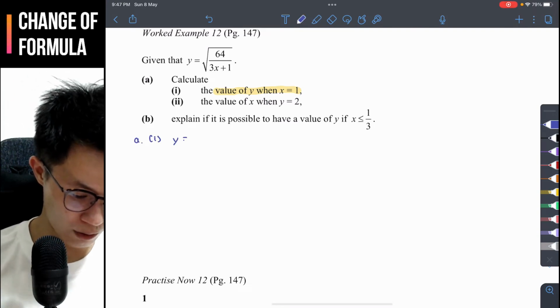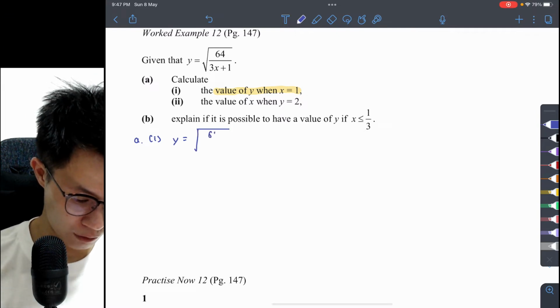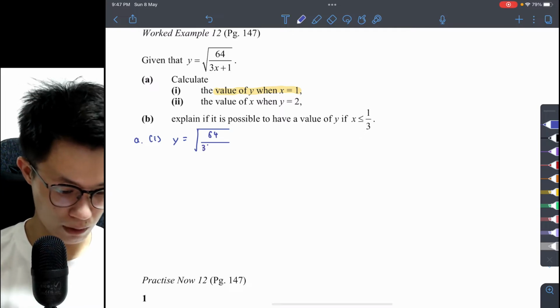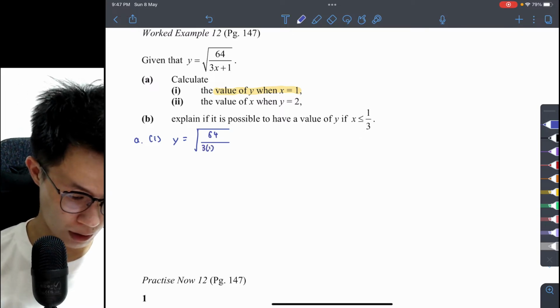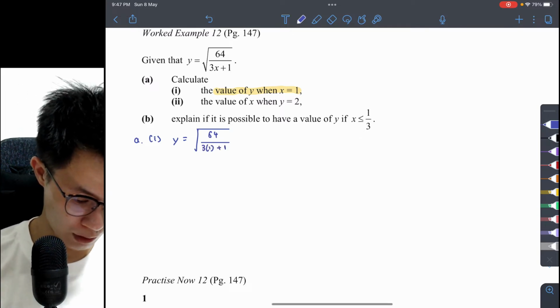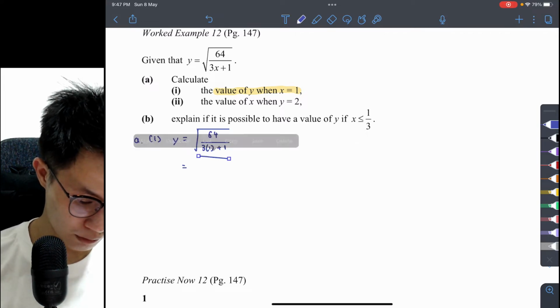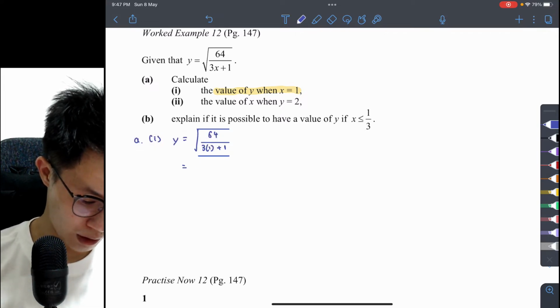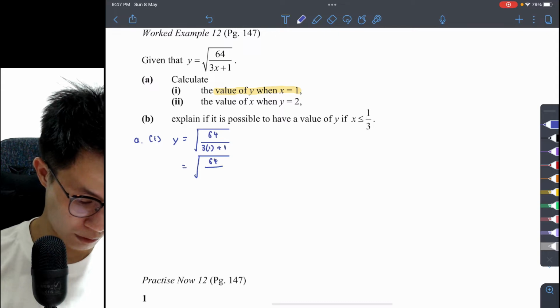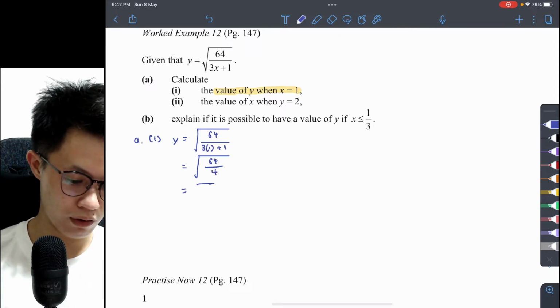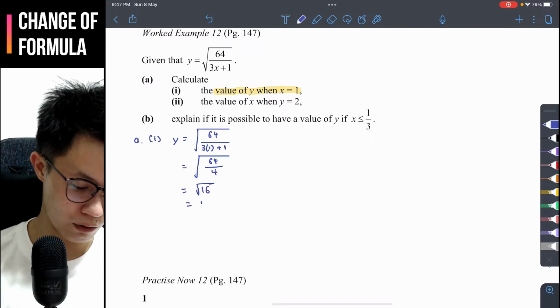So y is equal to the square root of 64 divided by 3x, so it's 3 times 1 plus 1. So this is equal to the square root of 64 divided by 4, which in fact gives you the square root of 16, and this gives you 4.